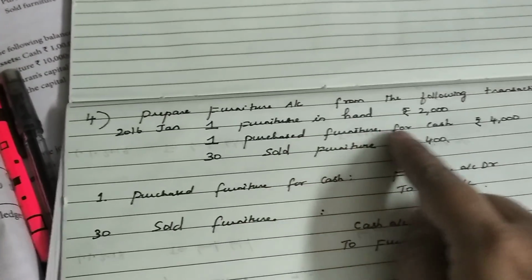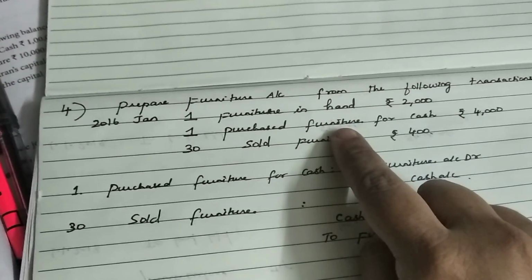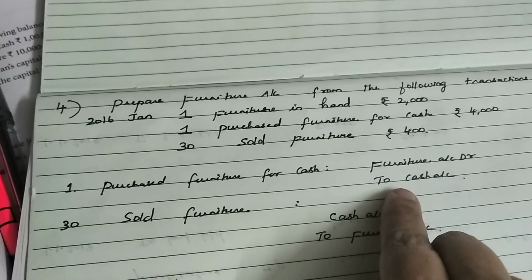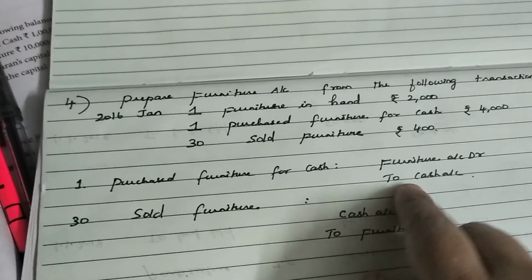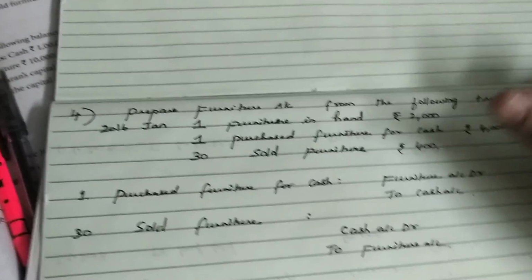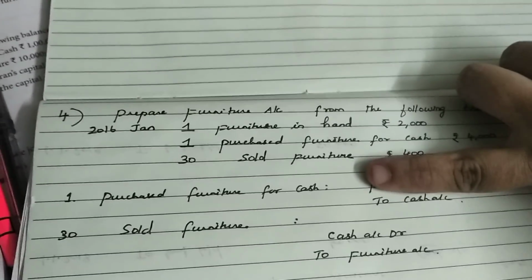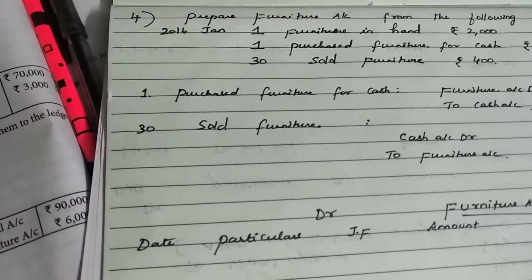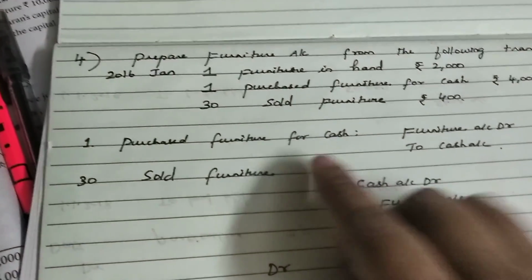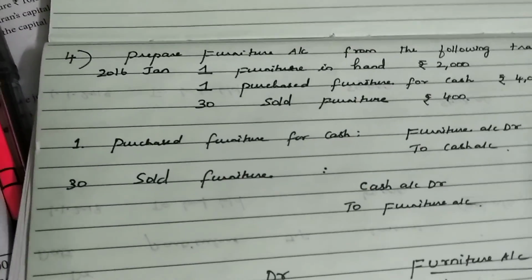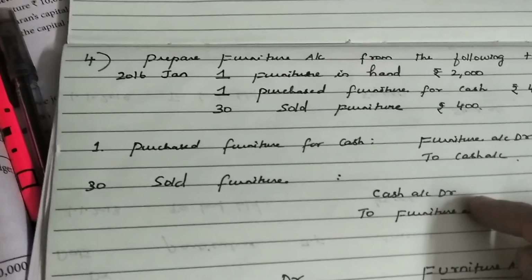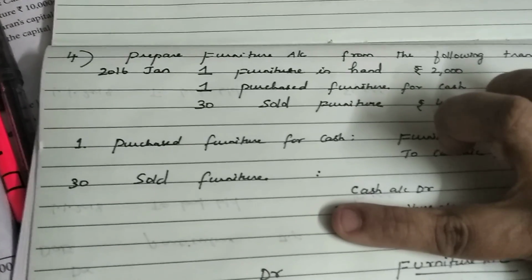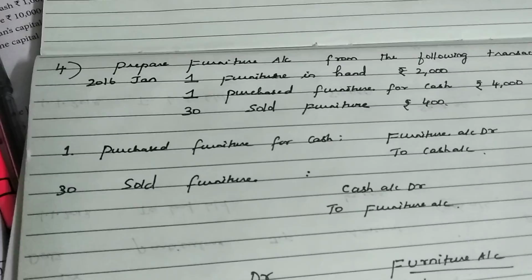Then, purchase furniture for cash. So what is going to be the entry? This furniture is an asset, right? Furniture account debit to cash account. So this is going to be the entry. You are opening furniture, so when you are posting this entry, you have to leave furniture. What is remaining? To cash. So to cash has to be written on the debit side. Then, sold furniture. When you are making a sale, furniture is going out, cash is coming in. So cash account debit to furniture account. You have to close furniture. What is remaining? Cash account. So you have to write by cash.